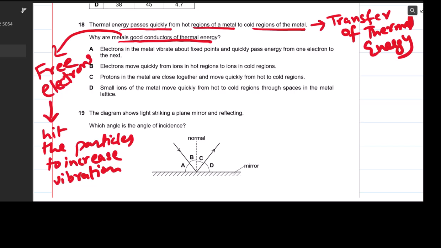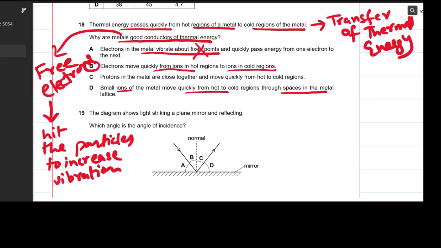Do electrons in the metal vibrate about a fixed position? No, electrons are free to move. Electrons move quickly from ions in the hot region to ions in the cold region. Yes, possible. Protons, no, protons are not included. Small ions of metal move quickly from hot to cold region through spaces in the small ions. We can't say B is best.